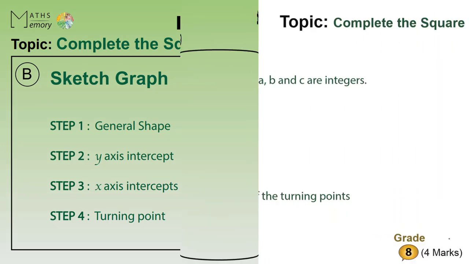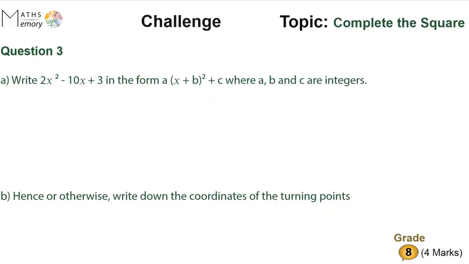Press pause on this. Question 3 challenge. Press pause, write parts A and B down, press play when you are ready. Write 2x squared minus 10x plus 3 in the form of this. The thing that is new to you is this 2 coefficient in front of the x squared term. We need to find out the value of a.